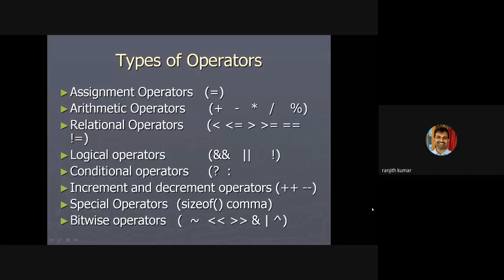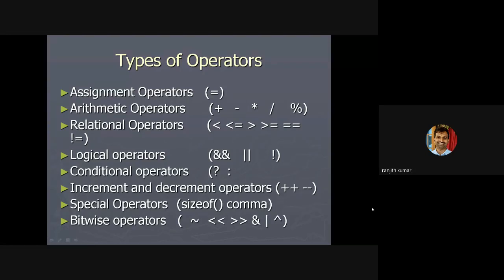Now we have logical operators which are used to combine the conditions, and conditional operators which are used for simple condition checking. Increment and decrement operators are used to increment the value by 1 and decrement the value by 1. And we have special operators which are comma, sizeof, and dot. And we have some bitwise operators. So summary of the story is each operator will perform a particular task.